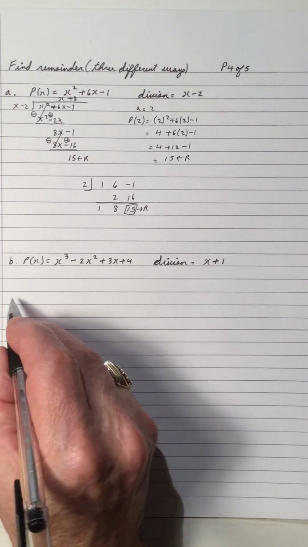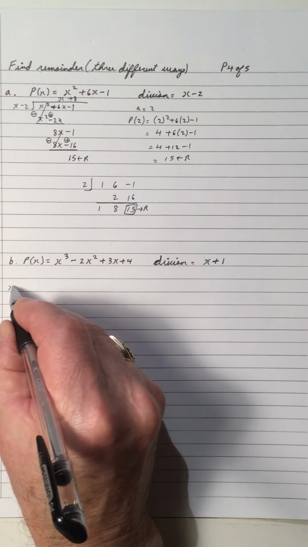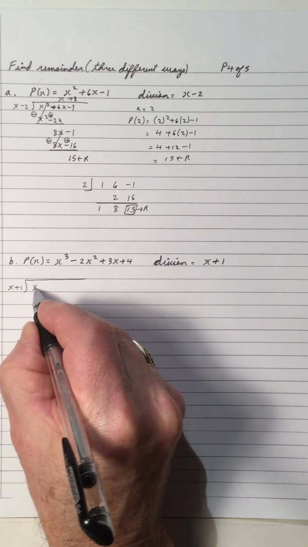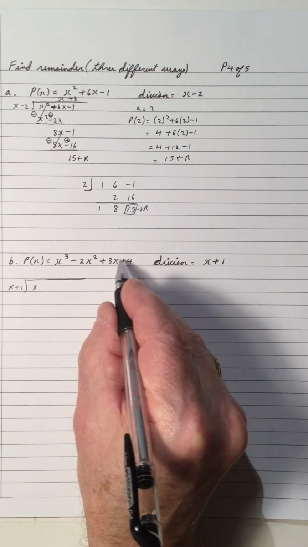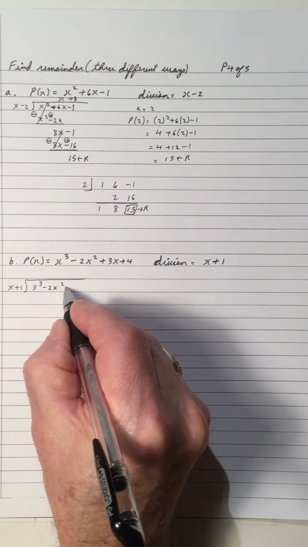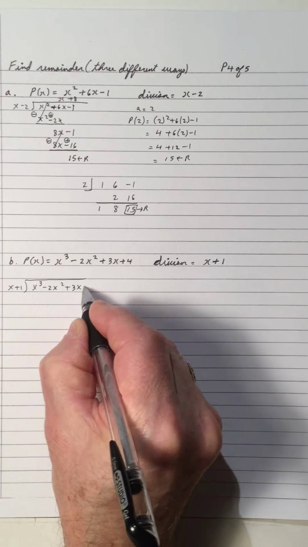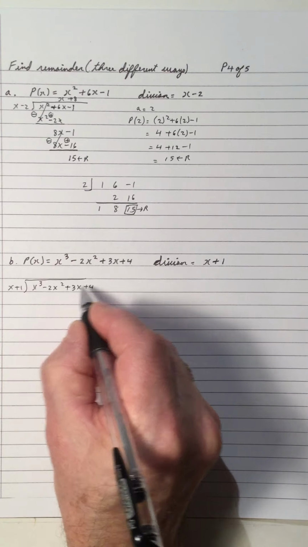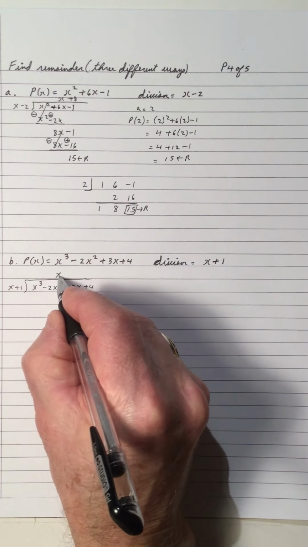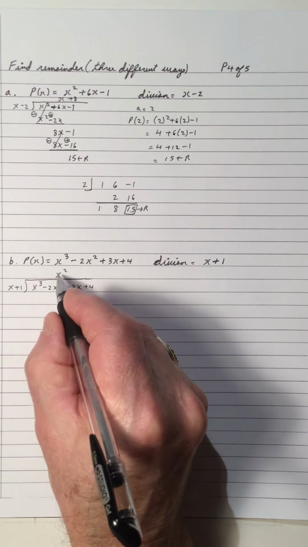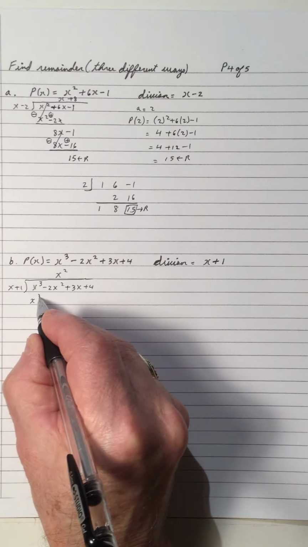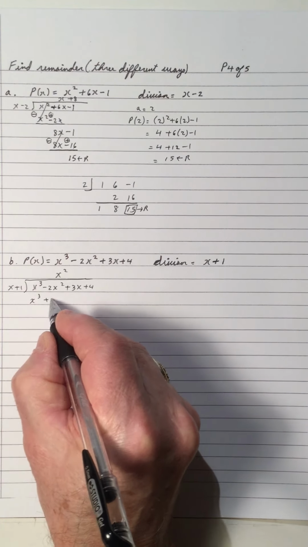And again, let's do this one 3 ways. Pause your video. So the divisor is x plus 1. And we divide it into 3, 2, 1 constant. So it's x cubed minus 2x squared plus 3x plus 4. So x into x cubed is x squared. Again, I put the squares above the squares to keep it lined up. Multiply, you get x cubed. Multiply, you get a plus x squared.